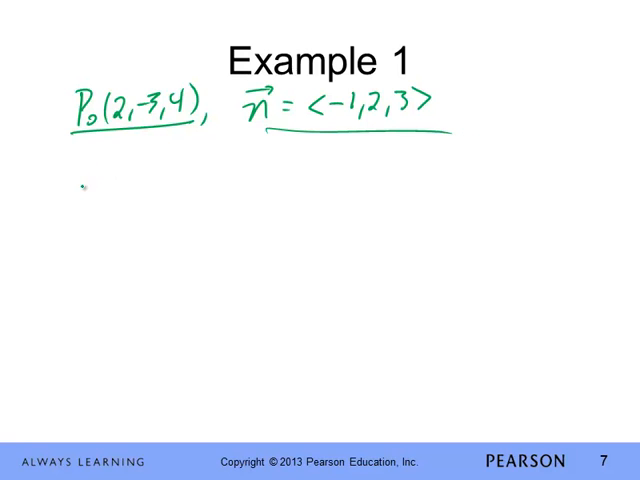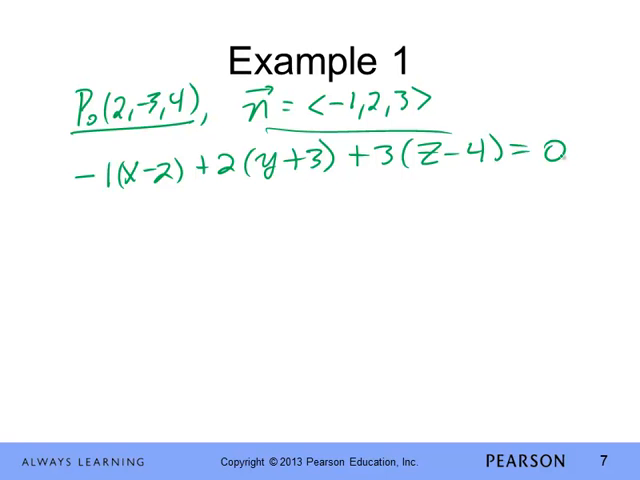All we need to do is just use that formula that said a times x minus x naught plus b times y minus y naught plus c times z minus z naught is equal to 0. All right, let's do that. Well, so the components of your n vector will be the coefficients for x, y, and z terms. So we'll have negative 1 times x minus 2 plus 2 times y minus negative 3 plus 3 times z minus 4 equal to 0.